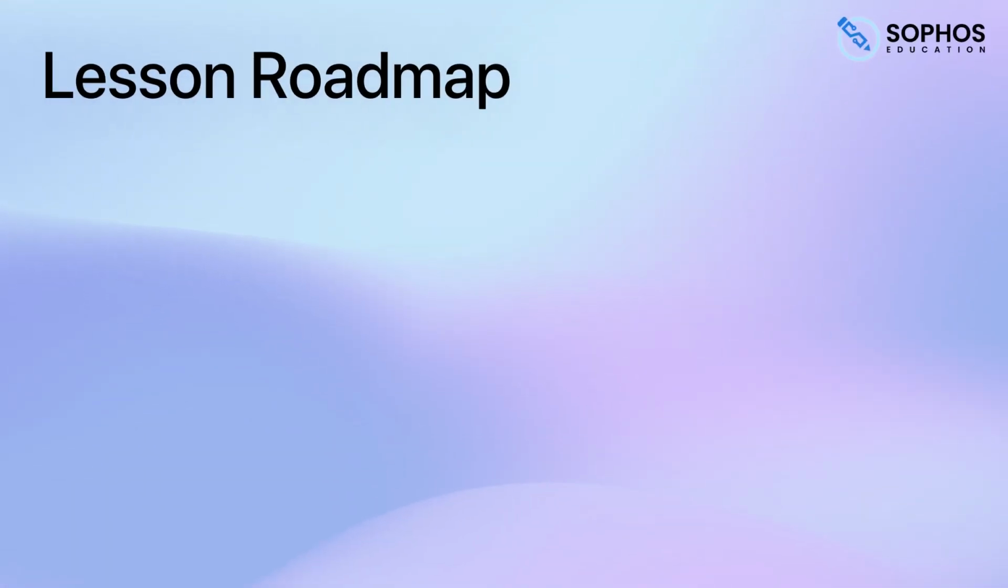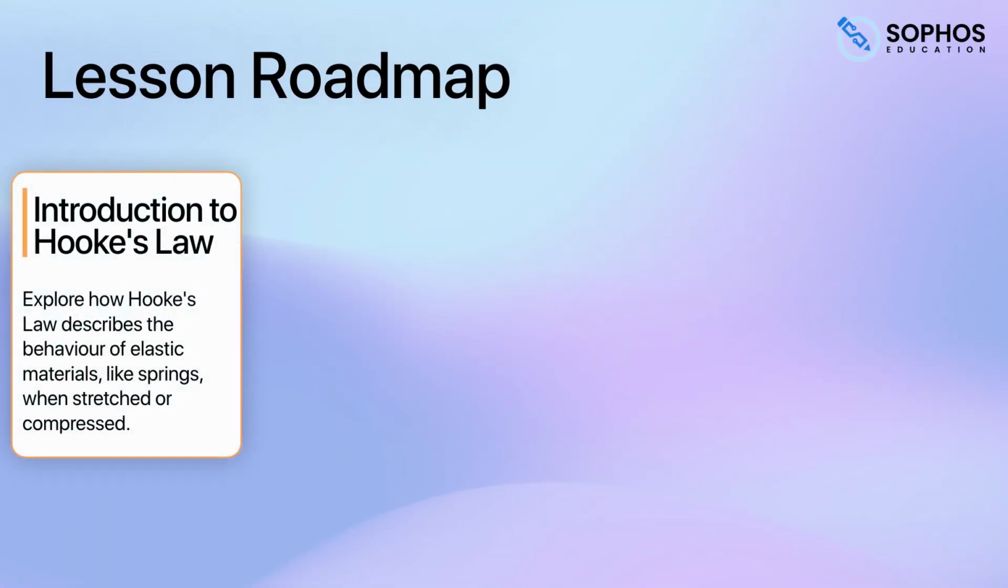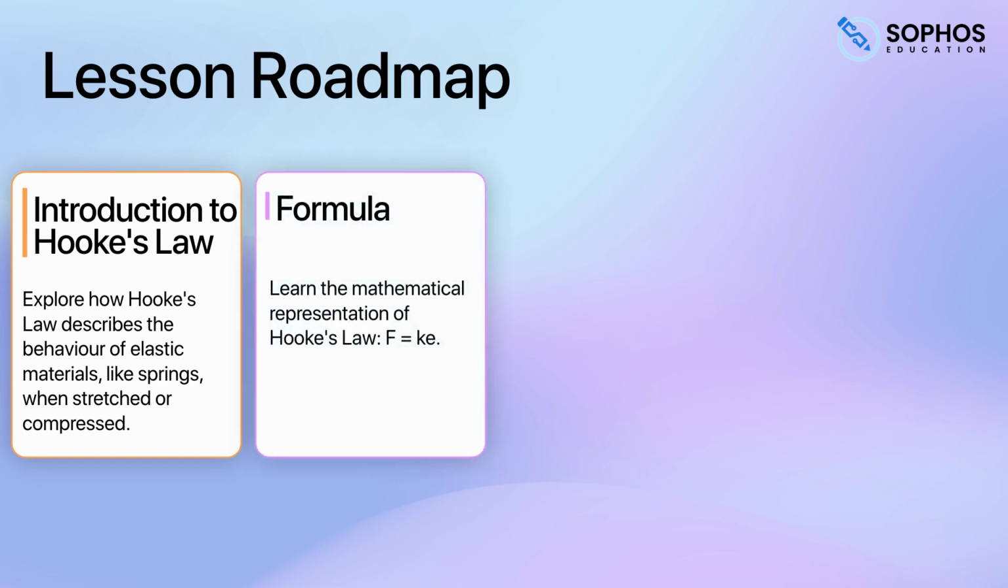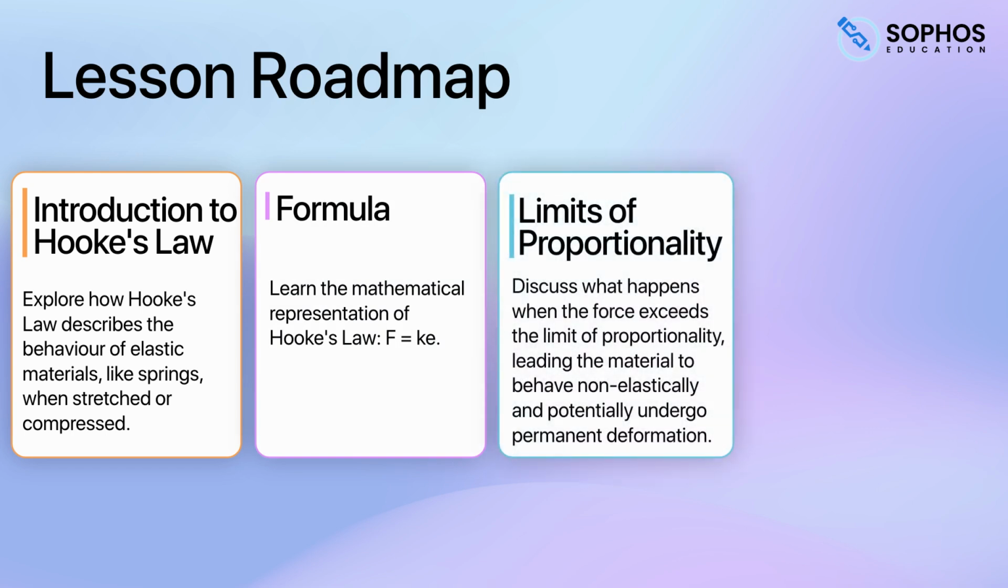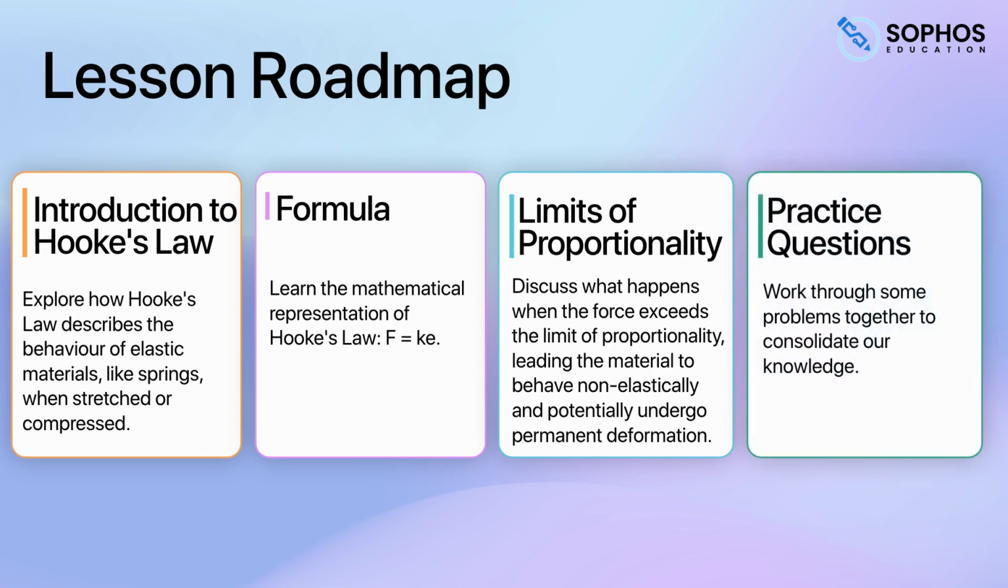We will begin today's lesson by exploring how Hooke's law describes the behaviour of elastic materials, like springs, when stretched or compressed. Next, we'll learn the mathematical representation of Hooke's law, F equals kE. We will then discuss what happens when the force exceeds the limit of proportionality, leading the material to behave non-elastically and potentially undergo permanent deformation. Finally, we'll work through some problems together to consolidate our knowledge.